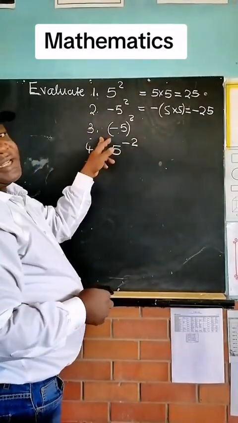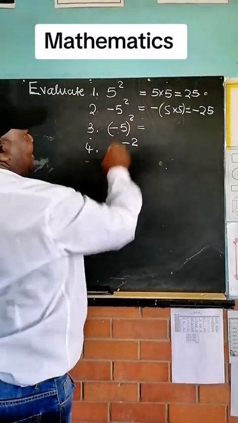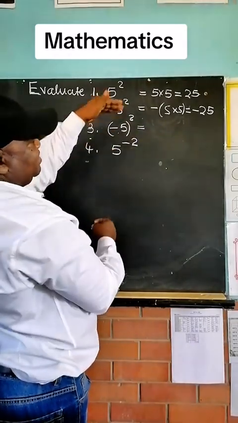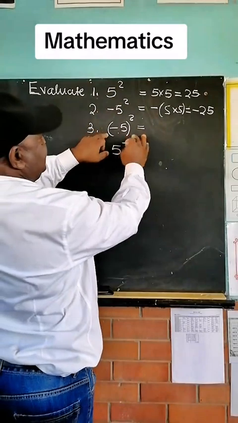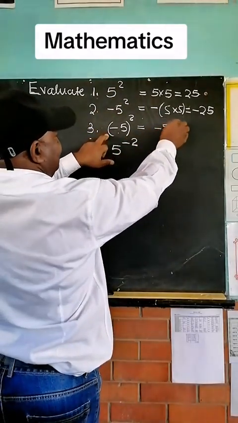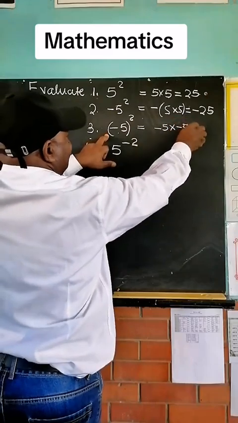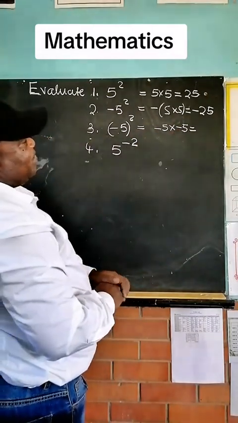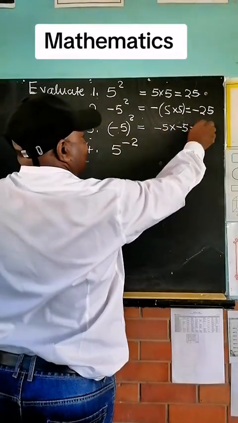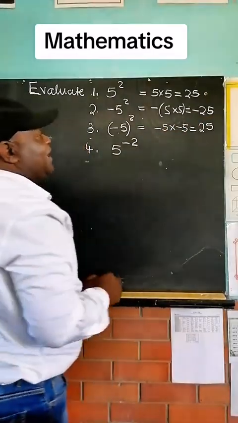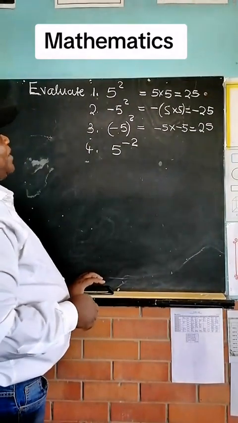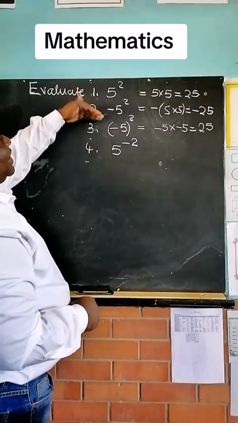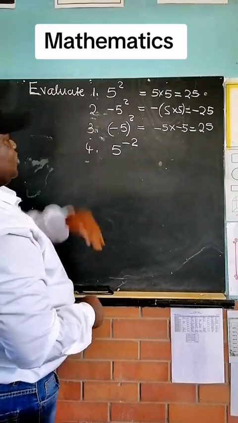But let us look at number 3. In number 3, the minus is now inside the brackets. So everything is being squared. The meaning of this is negative 5 is multiplied by negative 5. So if we multiply a negative by a negative, the result will be positive. So the answer is 25 with a positive sign. Okay. So please notice the distinction between number 2 and 3. Most learners confuse those two.